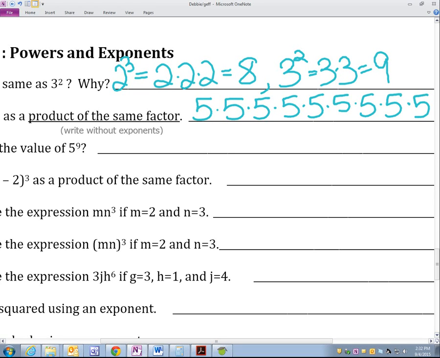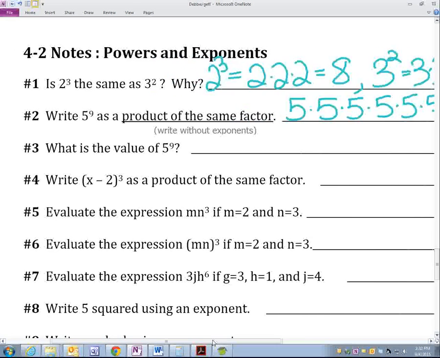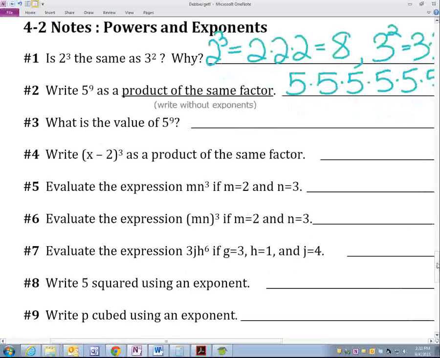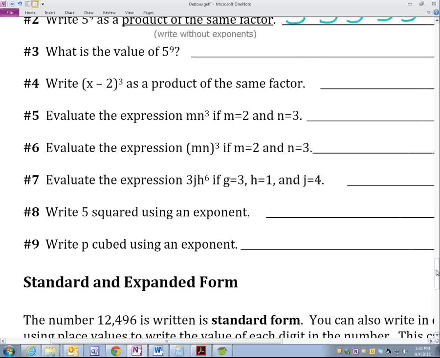Now it says, what is the value of 5 to the 4th? And I want you to write this first. Now some of you might be thinking, well, it's 20. No, that's multiplication, that is repetitive addition. When you're talking exponents, that's repetitive multiplication.